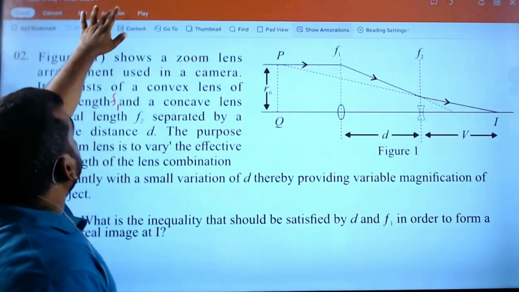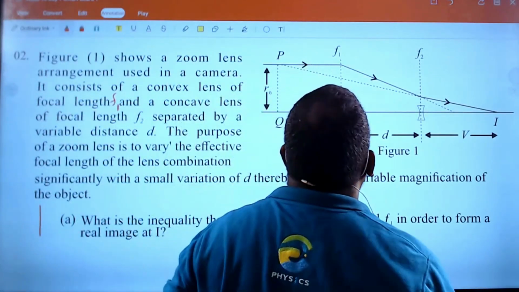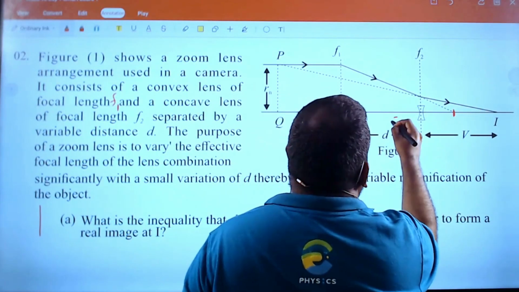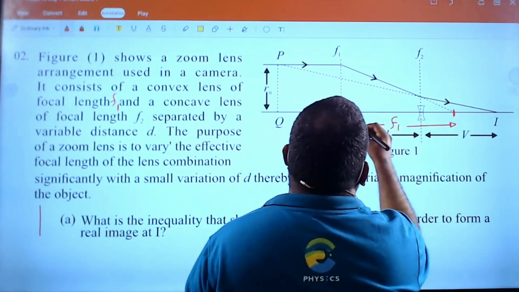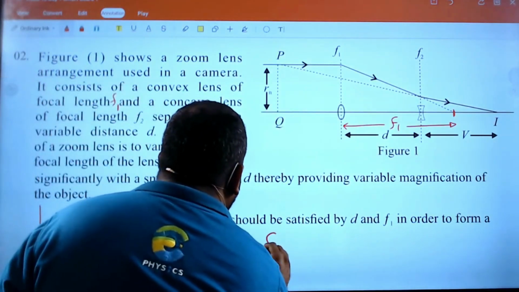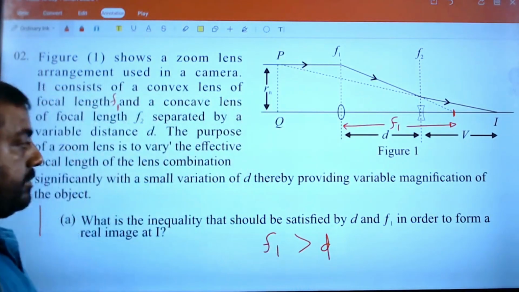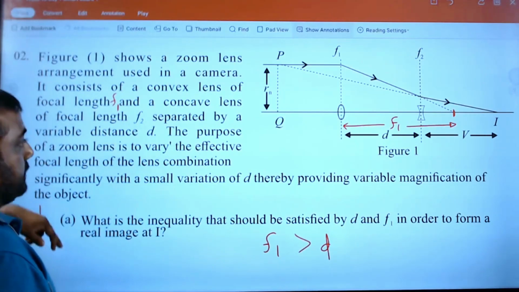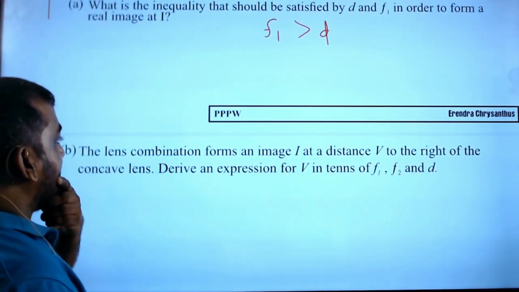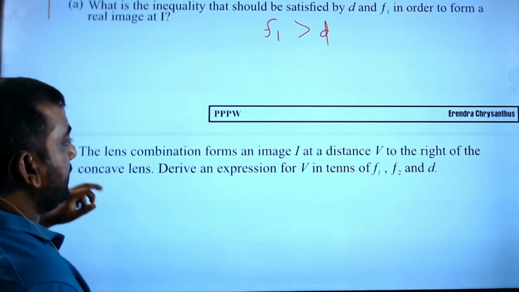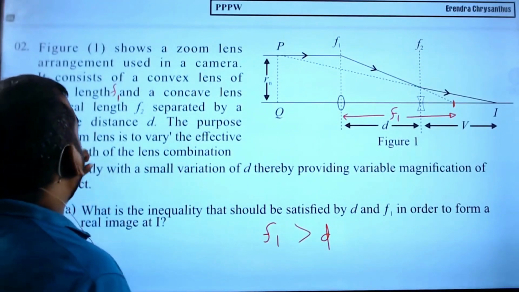Real image means light rays coming from here will converge to this point. That is your focal length. So what is your condition? f1 should be greater than d. Easy, no? Second one: the lens combination forms an image I at a distance v to the right of the concave lens. Derive a formula.